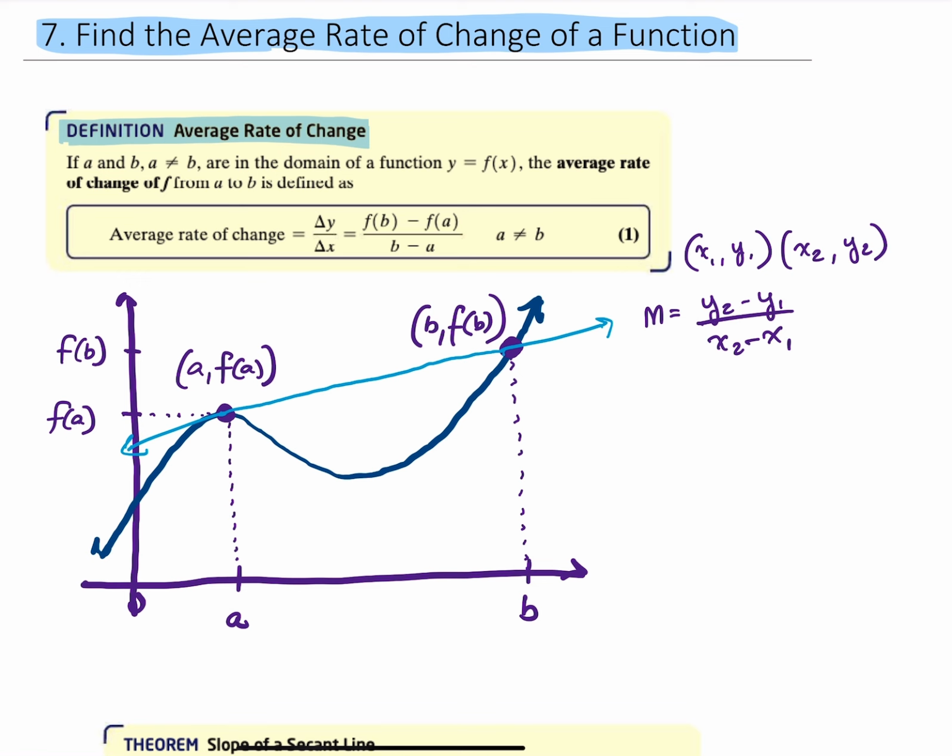We have our 2 points. Now f of b is our y2 and f of a is our y1. b is our x2 and a is our x1. So let's just plug it in. So the slope here, y2 is f of b minus y1, f of a, over x2, which is b, minus x1, which is a. So that's the average rate of change.